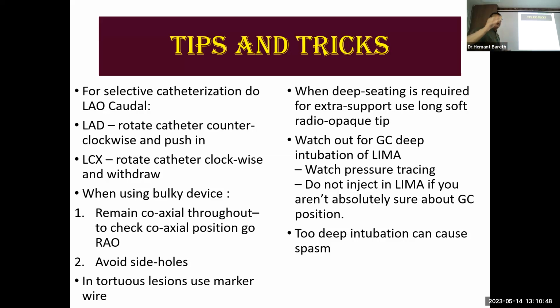For tortuous lesions, you can use something called a marker wire, because even when you don't push the contrast, it will show you the location of the artery. When you want to deep seat, obviously you use long, soft radiopaque wires or guide catheters. But once you are doing a deep intubation, you have to look at the pressure tracing, whether you have completely occluded the artery or not. Unless you are sure that you have not completely occluded it, don't push any contrast. And too deep intubation can lead to spasm, of course.